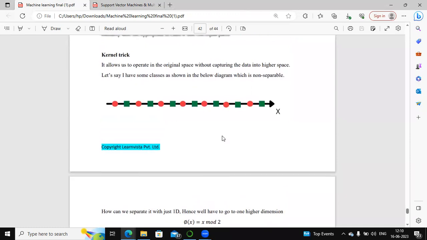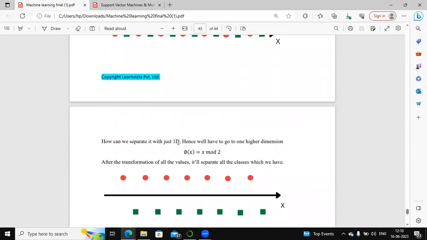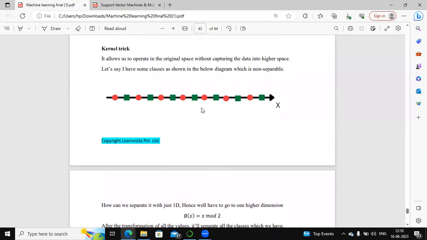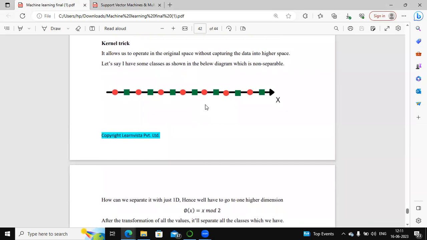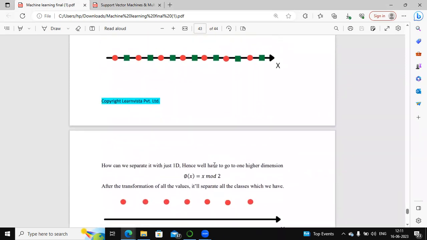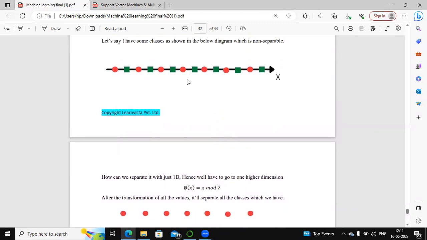So this is one dimensional. How can we separate it with just one dimension? Hence, we have to go into a higher dimension. So we use a transformation technique and go to a higher dimension. We have phi of x, so this is x, right? I will take x mod 2. Let's label the points 0, 1, 2, 3, 4, 5, 6.